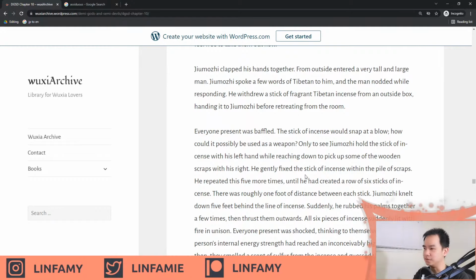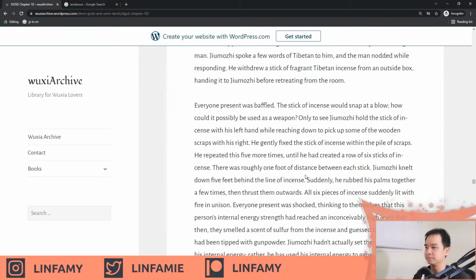Only to see Jiumozu hold the stick of incense with his left hand while reaching down to pick up some of the wooden scraps with his right. He gently fixed the stick of incense within the pile of scraps. He repeated this 5 more times until he had created a row of 6 sticks of incense. Oh wait, so that's not his weapon? There was roughly 1 foot of distance between each stick. Jiumozu knelt down 5 feet behind the line of incense.